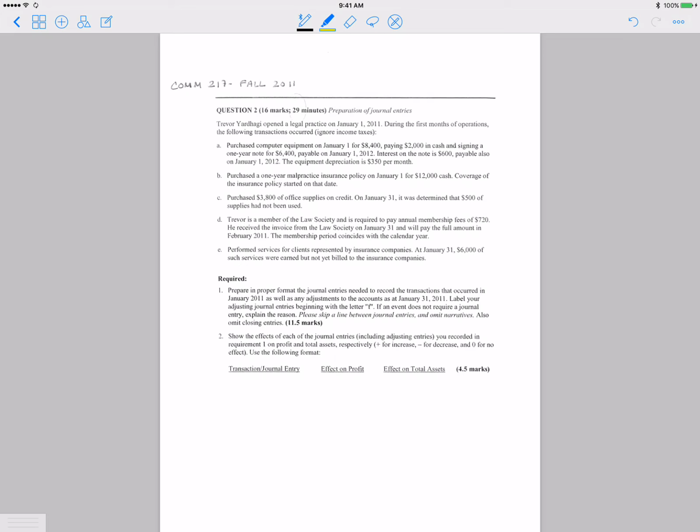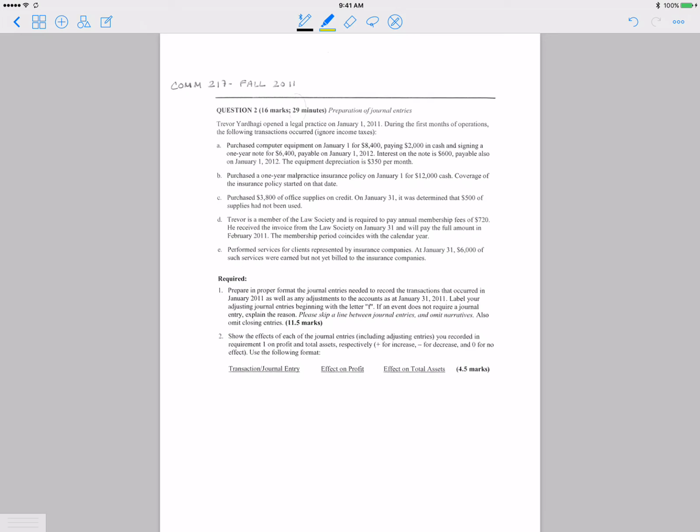So today we're solving the COMM 217 Fall 2011 question 2. We start by reading the requirements. They asked for us to prepare the journal entries for the transactions that occurred in January 2011 and the adjustments. They asked us to label our adjustments starting with the letter F. We should just make sure to properly label everything as we're solving.